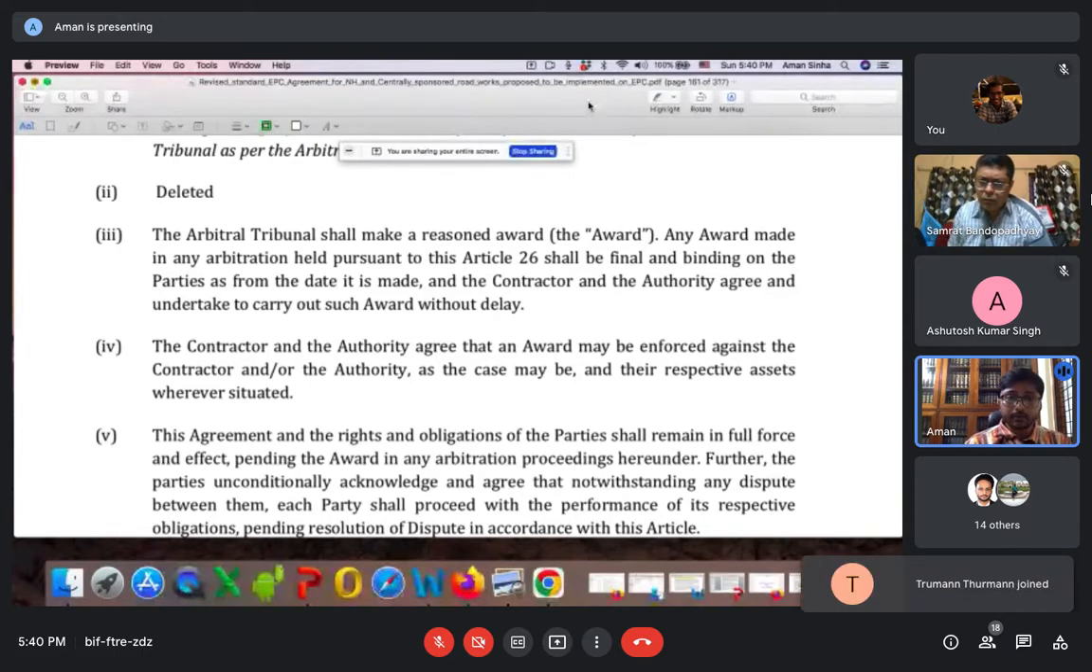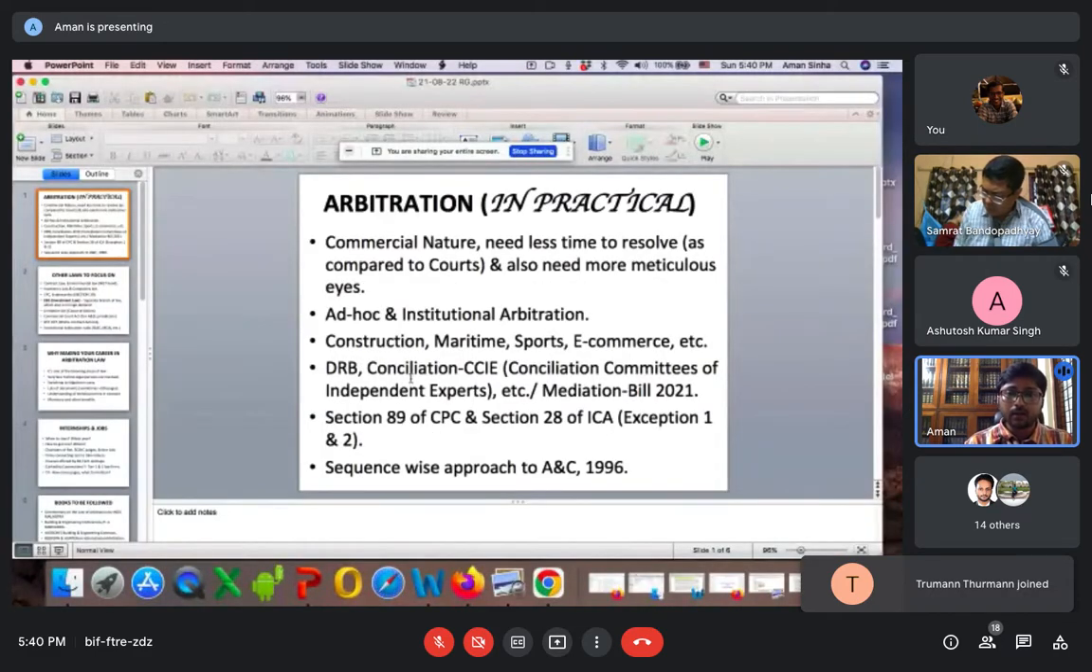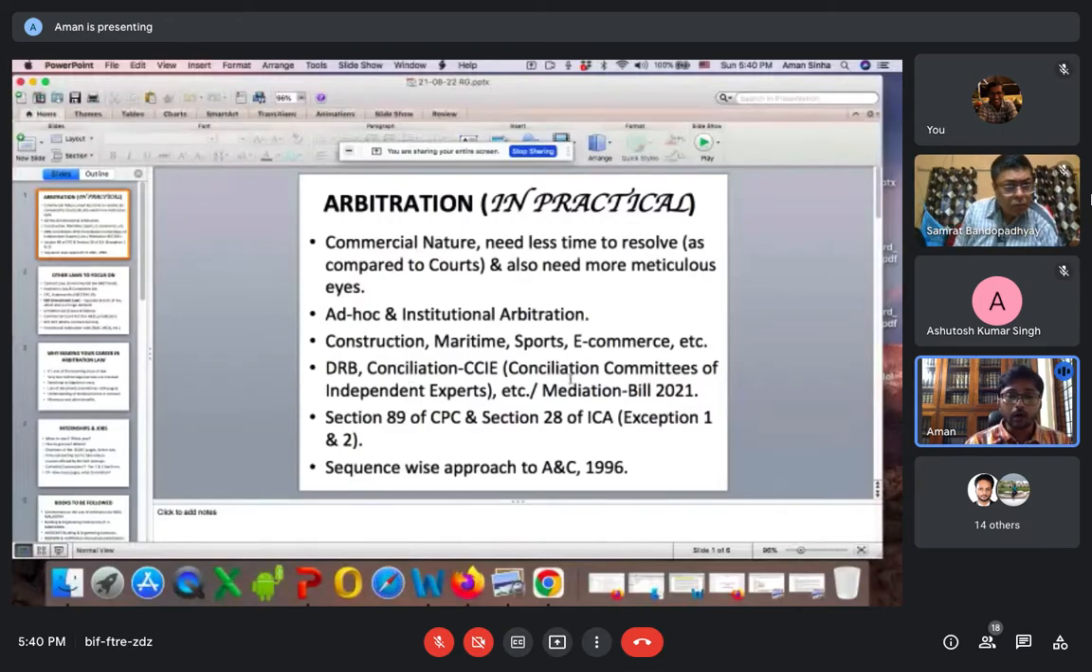Okay, and before this, what I was explaining to you was the DRB and the mediation bill. It is very interesting how things are going to happen in the near future when the mediation bill becomes law. If you go to Section 89 of the CPC, it says the same thing: settlement of disputes outside the court.